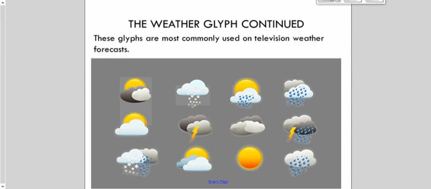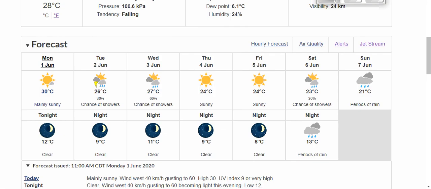We can see if it's going to be cloudy or sunny, rainy or snowy, whether or not there will be lightning or hail with these kind of a series of weather glyphs. Weather glyphs like these are the ones that we most commonly will see when we go to one of our weather forecasting sites. We can tell whether or not it's going to rain or have lightning or be sunny.